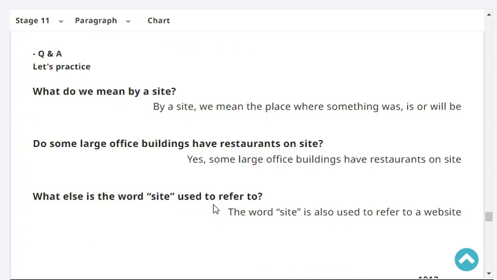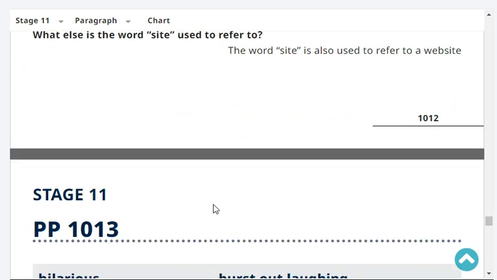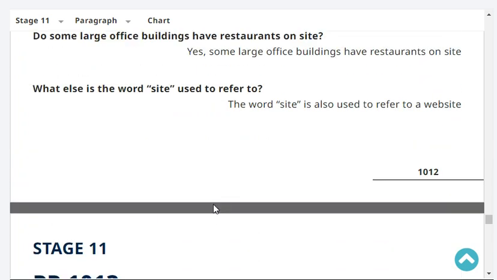Right. Do some large office buildings have restaurants on site? Yes, some large office buildings have restaurants on site. Very good.